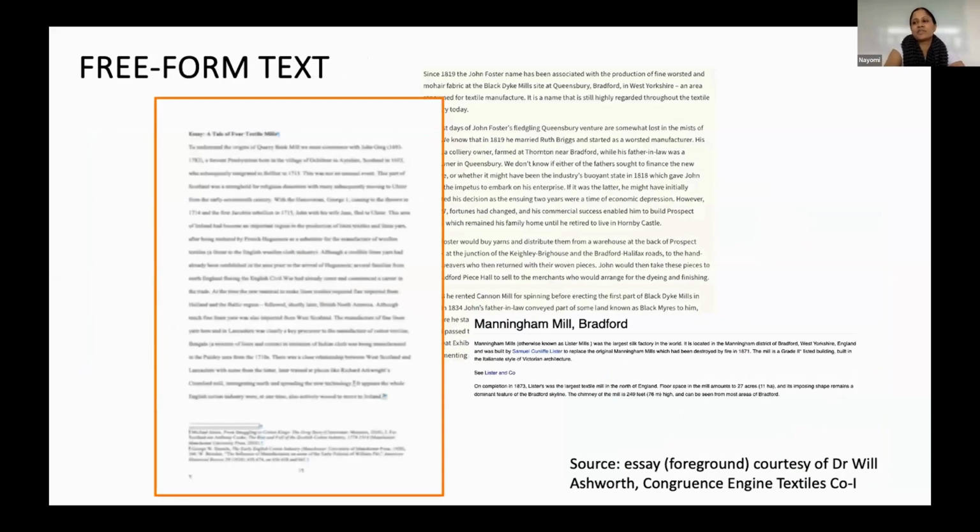So if the previous source data was the dream, now we're going to look at, well, it's not the nightmare, but it's a more common presentation and one that's more challenging to process. A lot of the data that we look at will be in the form of free-form text from essays, books, and online sources. How do we begin to identify entities and relationships from free-form data?